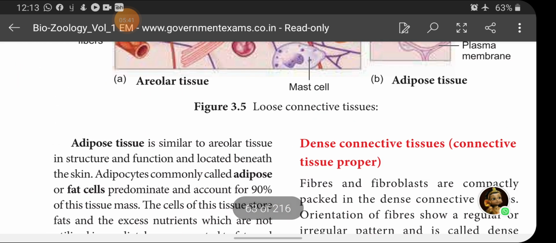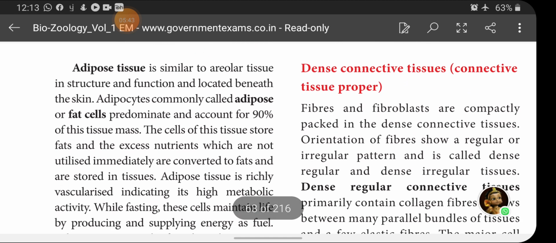And next we will enter into adipose tissue. Adipose tissue is also a type of loose connective tissue. It is similar to areolar tissue in structure and function and it is located beneath the skin. Adipocytes, commonly called adipose or fat cells, predominate and account for 90% of this tissue mass.